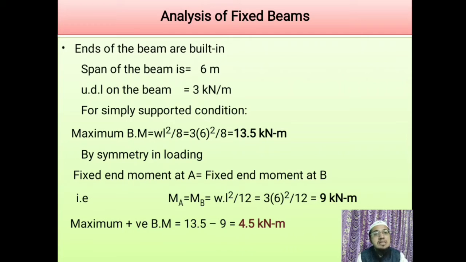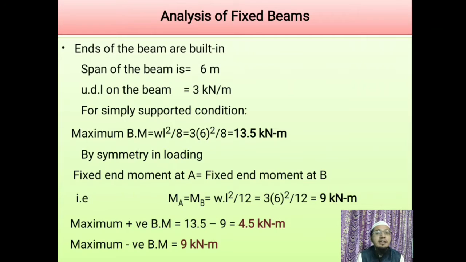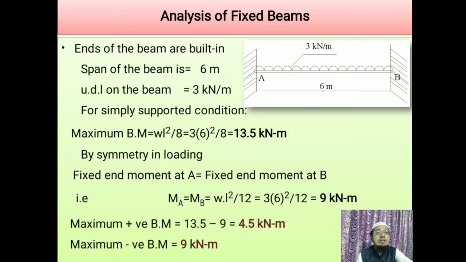So what about maximum negative bending moment, which will be at the supports? At supports, simply supported moments are 0, or we can directly take maximum negative bending moment equal to 9 kilonewton meter. So we have got maximum positive moment as 4.5 kilonewton meter and maximum negative, that is hogging moment at support, as 9 kilonewton meter. Now with the help of these values, we can go for the bending moment diagram. This is the loading condition.